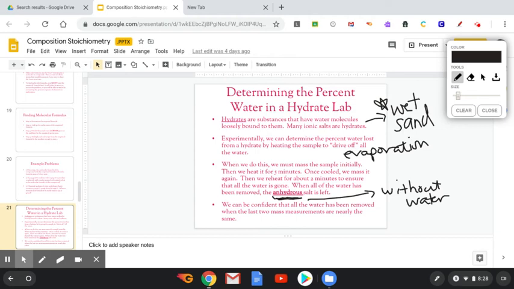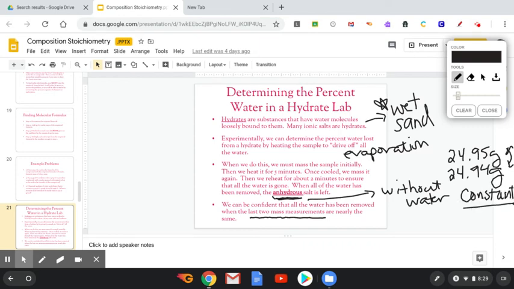One of the ways that you can be confident that all of the water has been removed is when the last two mass measurements are nearly the same. We're talking like within 100th of a gram. So if you get 24.95 grams after your second heating, and you get 24.94 grams after your next heating, these guys are close enough together to say that they are constant. Okay, so what that means is you're not going to keep heating. You can be confident that all the water has left your sample.